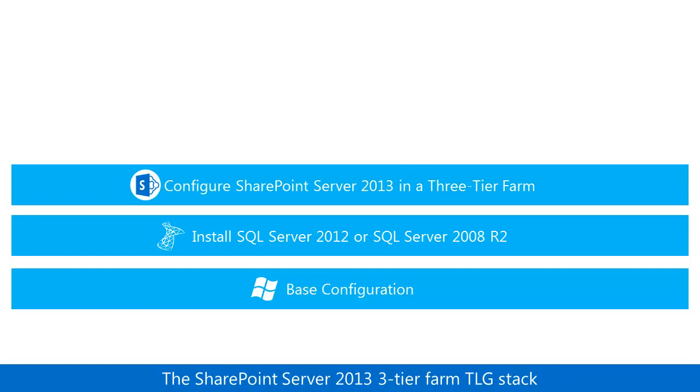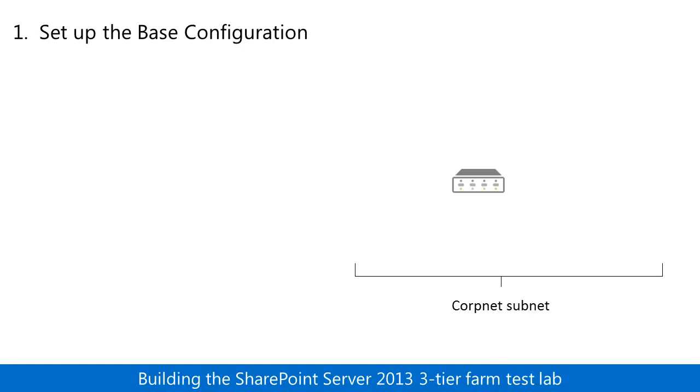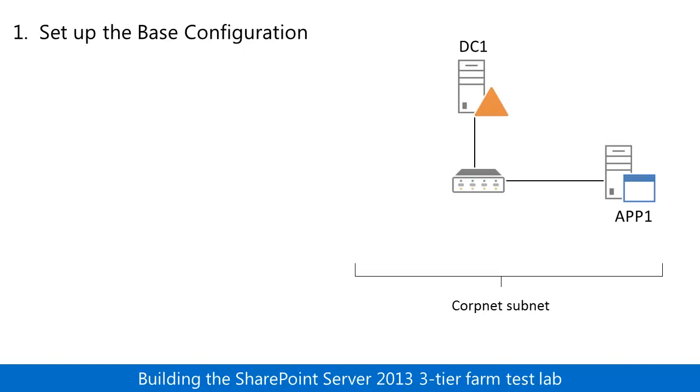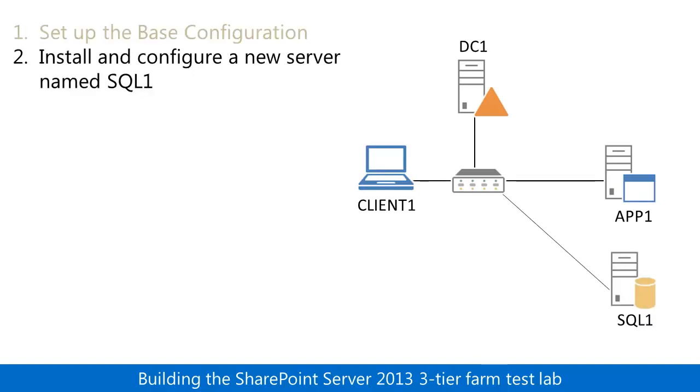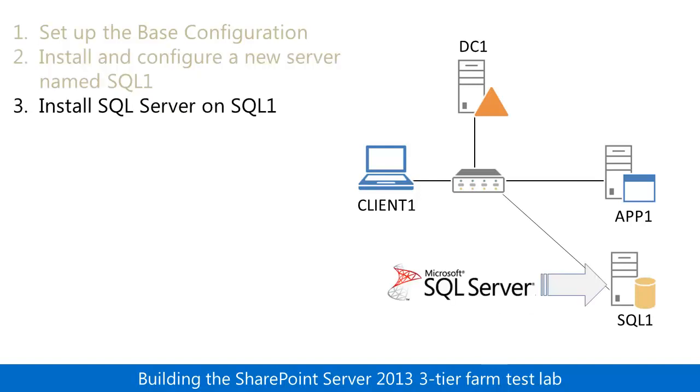Now let's build it out. In step 1, you start with the CorpNet subnet of the base configuration, which includes DC1, the Active Directory Domain Services or ADDS domain controller, App1, a web and file sharing application server, and Client1, a web client computer. In step 2, you add another computer named SQL1. In step 3, you install SQL Server on SQL1.